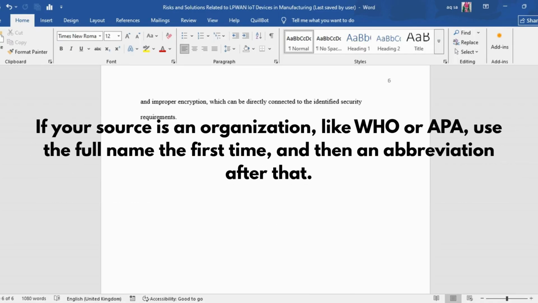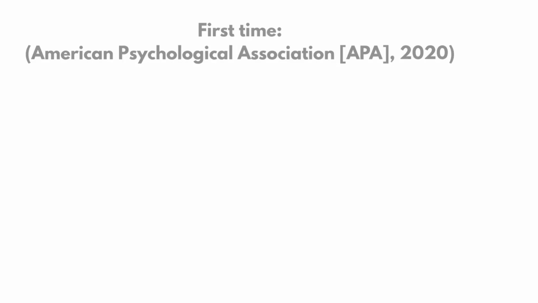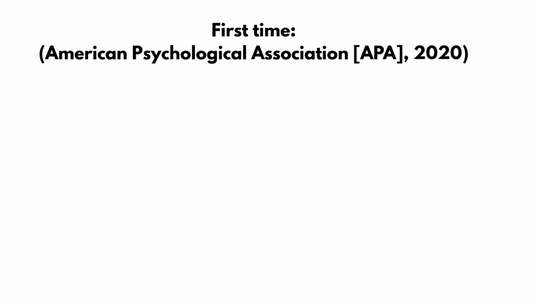If your source is an organization, like WHO or APA, use the full name the first time, and then an abbreviation after that. First time, American Psychological Association, APA, 2020. After that, APA, 2020.